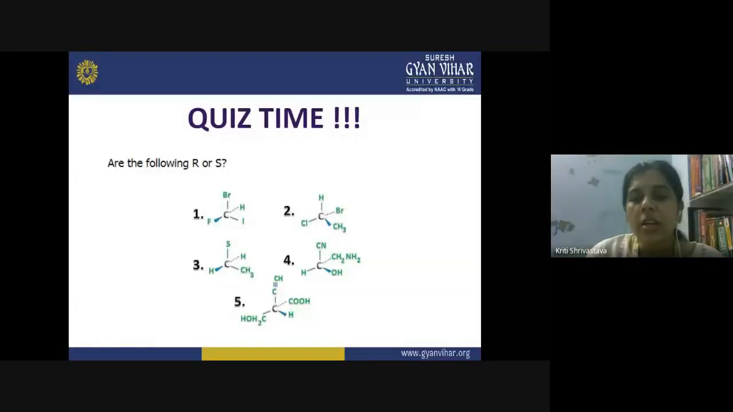So now take a quick screenshot of this picture, and you have to find out whether they are following the S or R configuration. The method is very simple. You will use the CIP rules here. You will give priorities to all the substituents present, and then you will check the direction of rotation, whether it is clockwise or anti-clockwise. If you find 1, 2, 3 in the clockwise direction, this is the R isomer, and if the 1, 2, 3 are in the opposite direction, this is the S isomer.